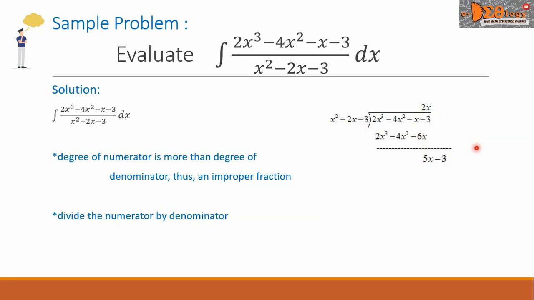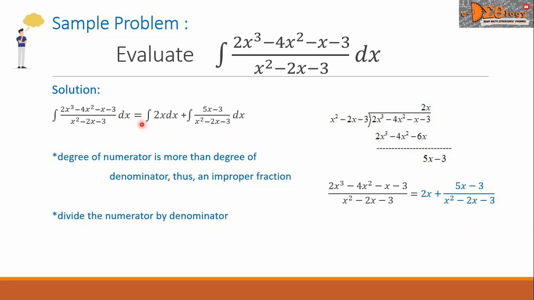So the answer can be expressed as 2x plus (5x minus 3) all over x squared minus 2x minus 3. This fraction here is equal to this expression. It means our integral can be expressed as the quotient here. So we have the integral of 2x dx plus the integral of (5x minus 3) all over x squared minus 2x minus 3 dx.